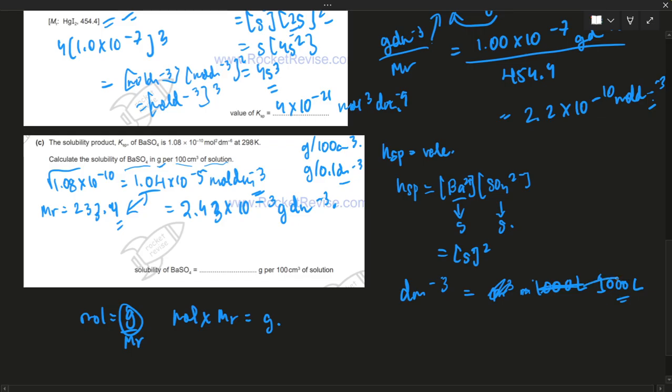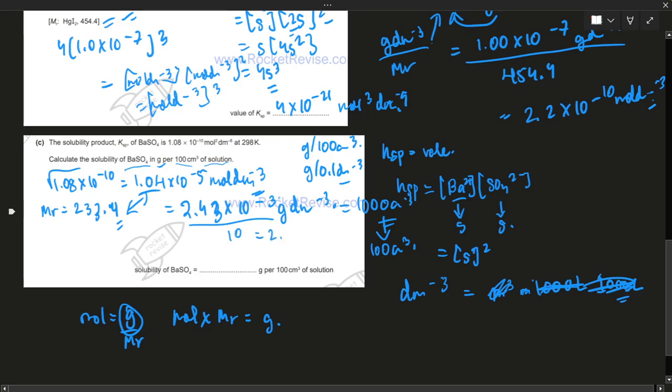But let me not make this confusing. Anyways, if you want to go from dm cubed, which is approximately 1,000 centimeters cubed, to 100 centimeters cubed, all you have to do is basically divide by 10. You end up with the same number, 2.43, except with a different power, which is 10 to the minus 4. And that's it. I think that gives you the answer. Pretty simple.